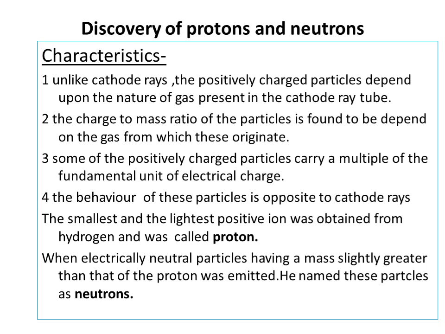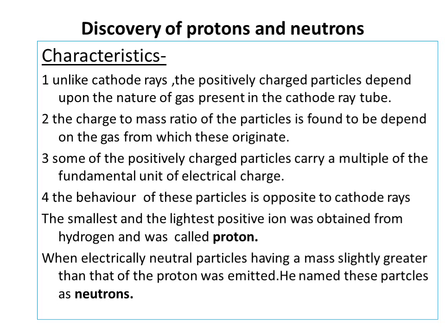Discovery of protons and neutrons. Electrical discharge carried out in the modified cathode ray tube led to the discovery of particles carrying positive charge, also known as canal rays. The characteristics are: number 1. Unlike cathode rays, the positively charged particles depend upon the nature of gas present in the cathode ray tube. These are simply the positively charged gaseous atoms.